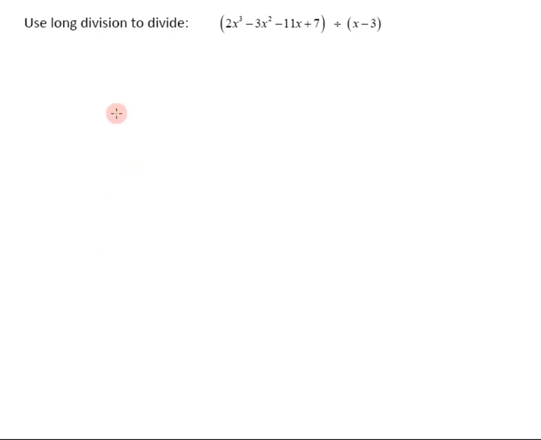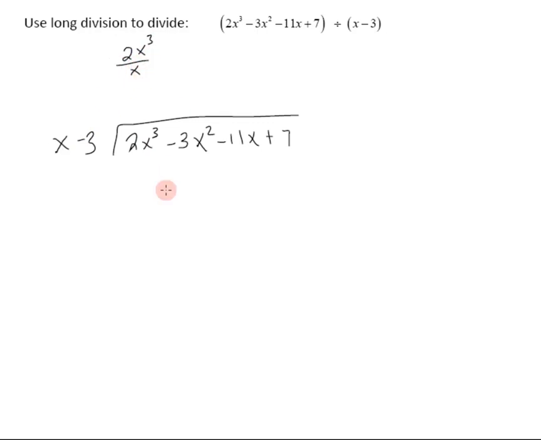So let's write it out here. 2x cubed minus 3x squared minus 11x plus 7, divided by x minus 3. Now it's a little different, but this is how it works. You take the 2x cubed and divide it by the first term out here, x. So 2x cubed divided by x is what? Well, the x's cancel, right? It's just 2x squared.